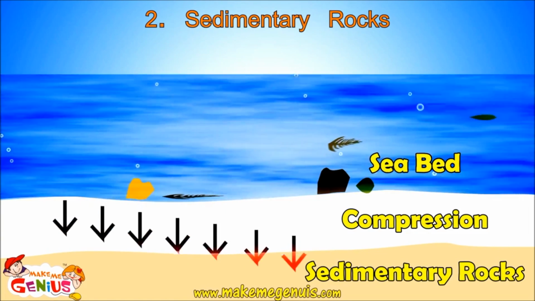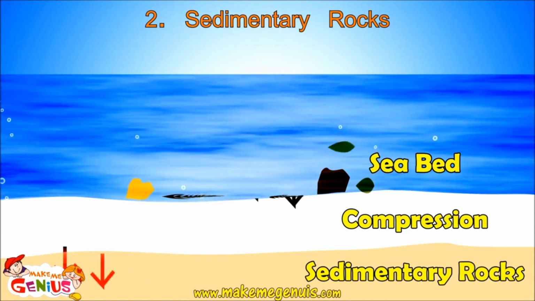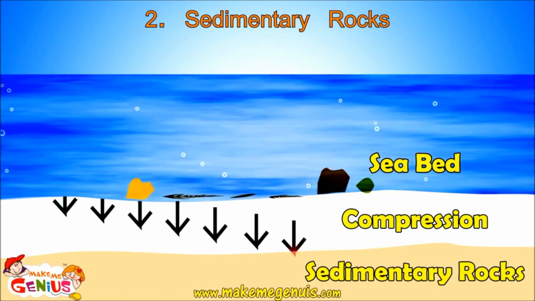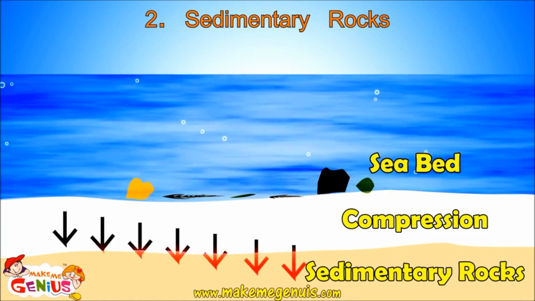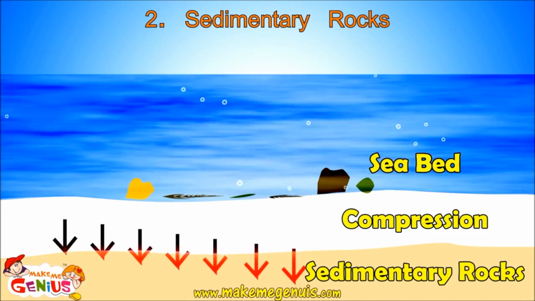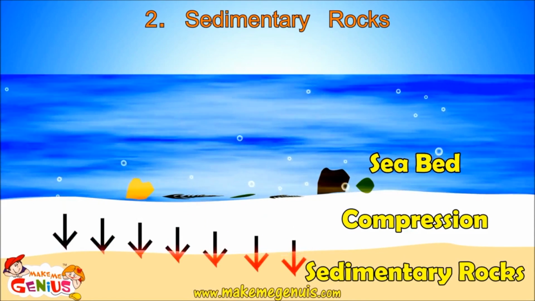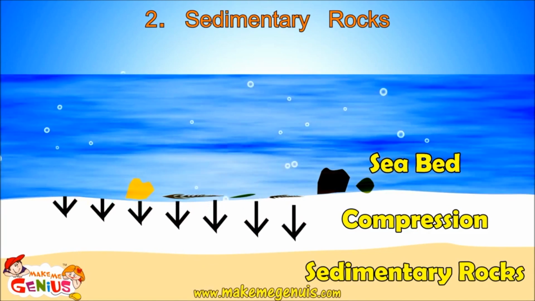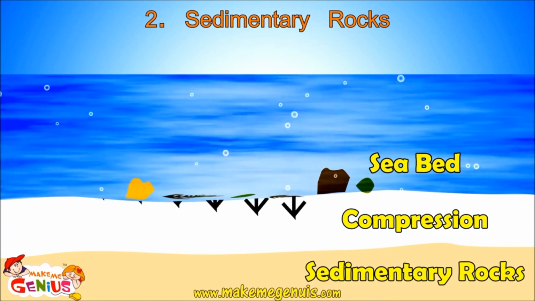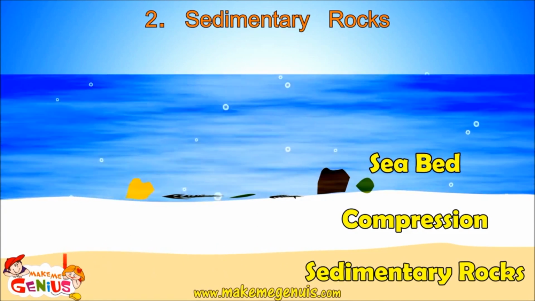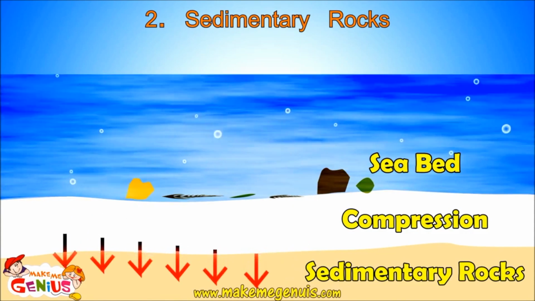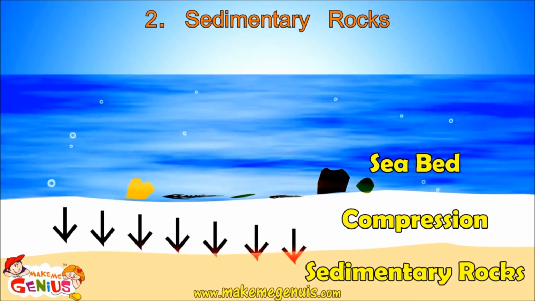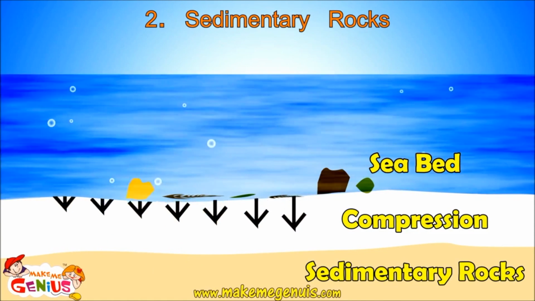Sediments are materials that settle to the bottom of a liquid. Sedimentary rocks are formed by layers of sediment. They are comprised of small parts of rocks and dead animals or plants. These get deposited in the seabed. As they settle on each other, they press on each other and compression happens. The sediments at the bottom change to sedimentary rocks.